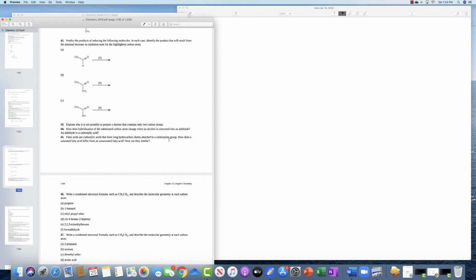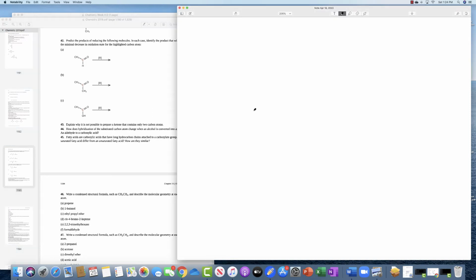Predict the products of each of the following. And when it says R, it means it's a reducing reaction, which means you're going to add a hydrogen here. Or you're going to lose an oxygen is the better way to think about it, or add a hydrogen.